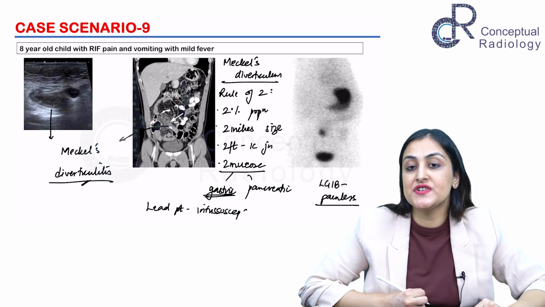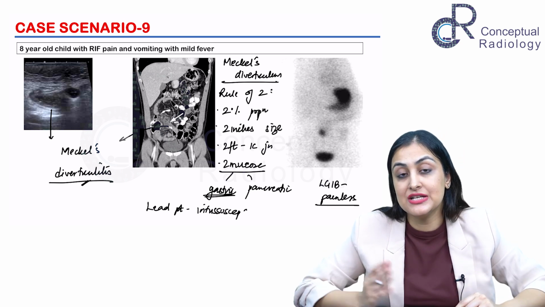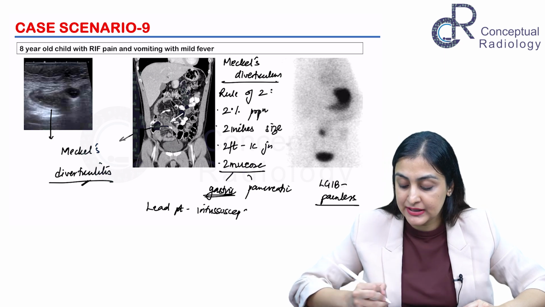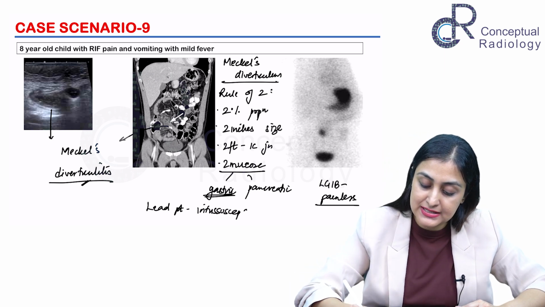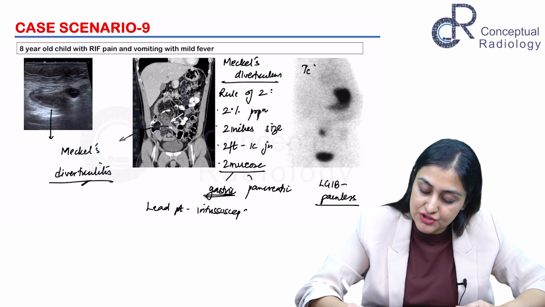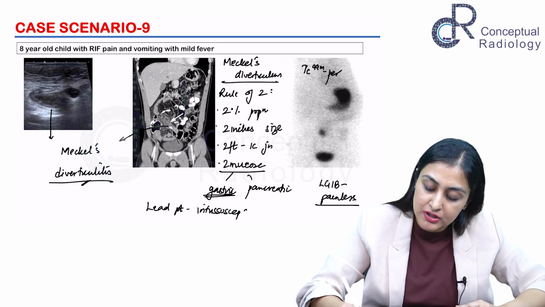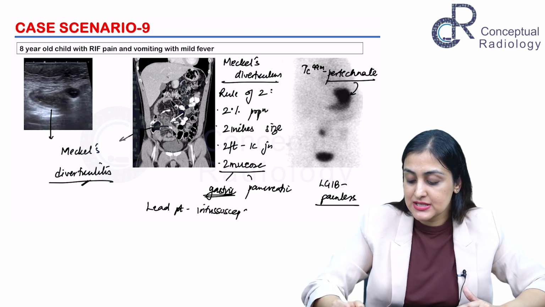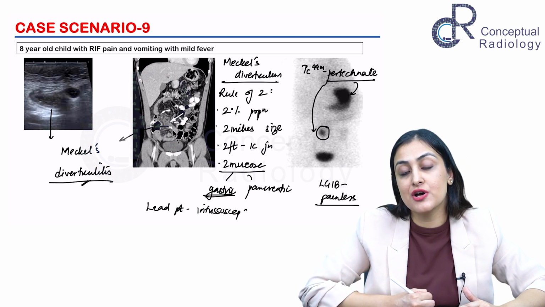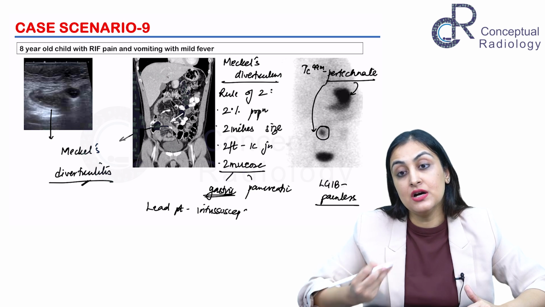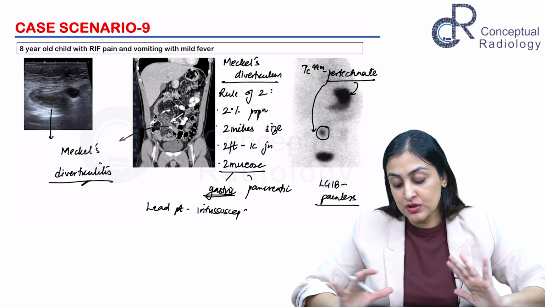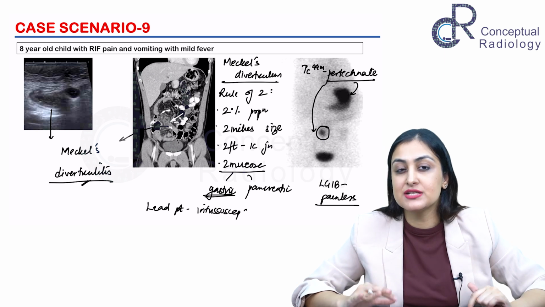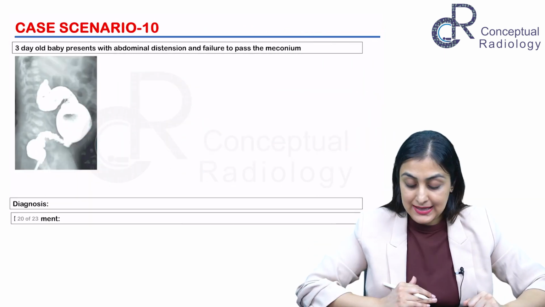So it can also present as this typical red currant jelly stool, which suggests lower GI bleed, in which case our investigation of choice becomes a technetium-99m pertechnetate scan. So this is a compound which has a tendency to bind to the gastric mucosa. So you can see how it's binding to the normal stomach, and then it picks up the gastric mucosa of the Meckel's and presents as a hotspot, right? So this is how the Meckel's diverticulum can present as different clinical scenarios.